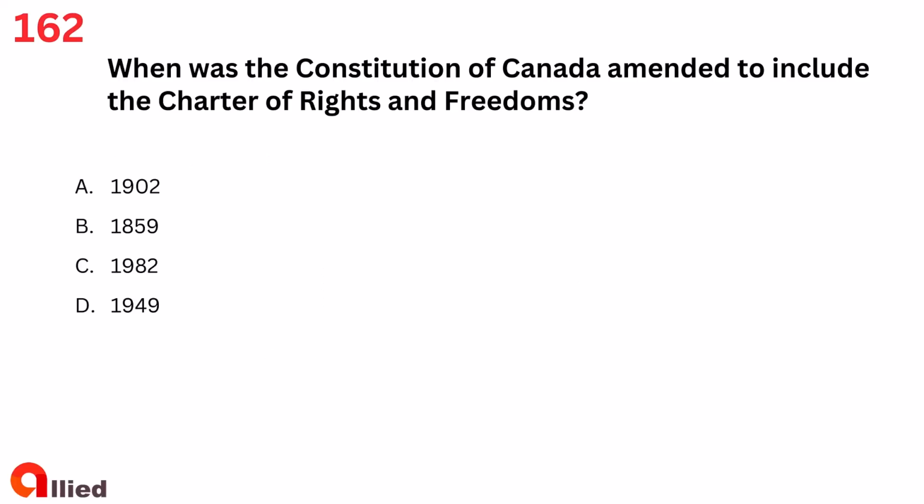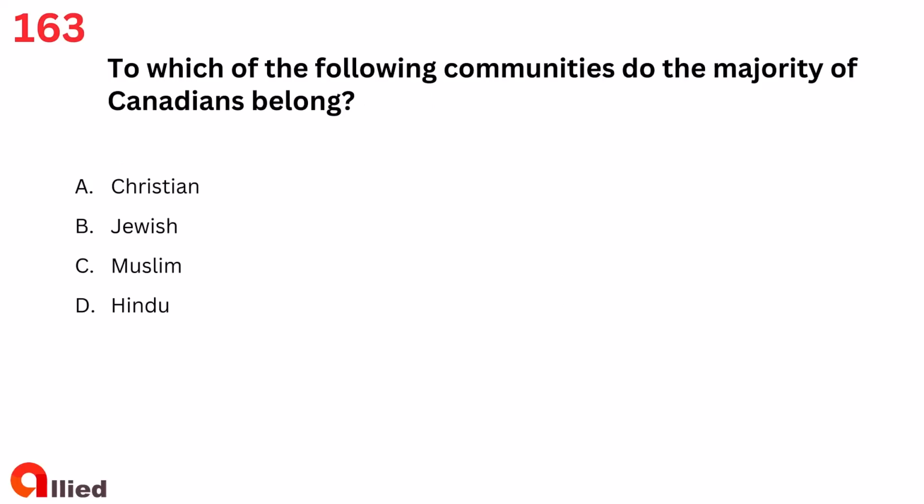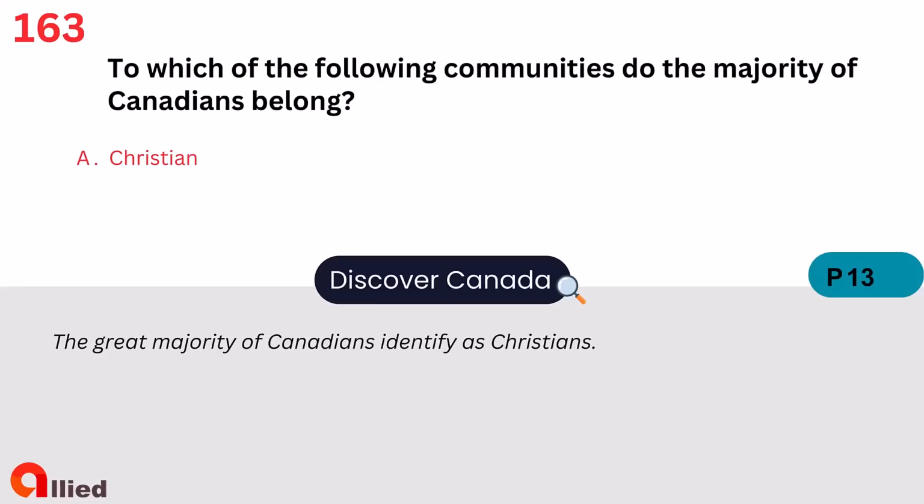Question 162. When was the Constitution of Canada amended to include the Charter of Rights and Freedoms? A. 1902. B. 1859. C. 1982. D. 1949. The answer is C. 1982. Question 163. To which of the following communities do the majority of Canadians belong? A. Christian. B. Jewish. C. Muslim. D. Hindu. The answer is A.